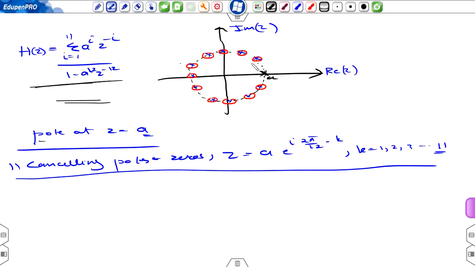The circle in red represents zeros and the cross in blue represents the poles, so they are cancelling poles and zeros, and the cross in black is the original pole. The angular spacing between two consecutive coordinates is 30 degrees, pi by 6.